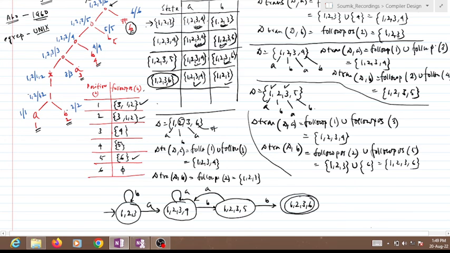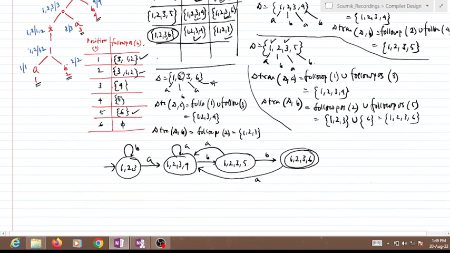And this is the final state, so I am using the final state notation. Now in the 1 2 3 6 state, if we give A, we will move to the 1 2 3 4 state, and if we give B, we will move to the 1 2 3 state.